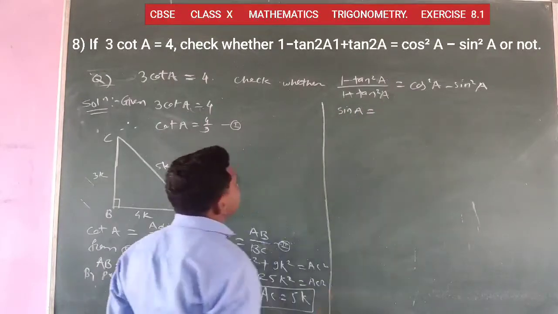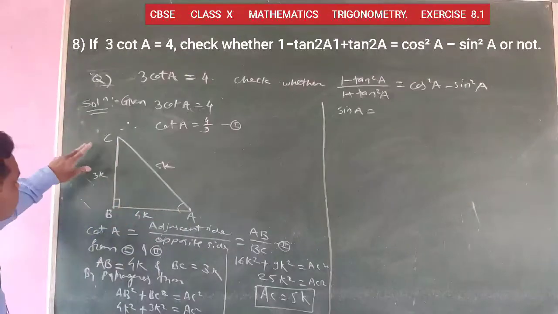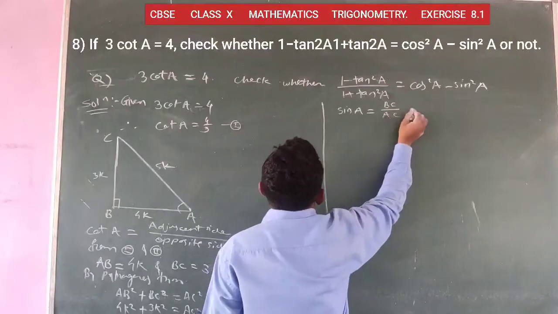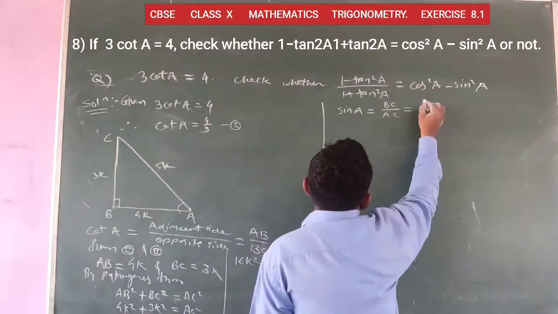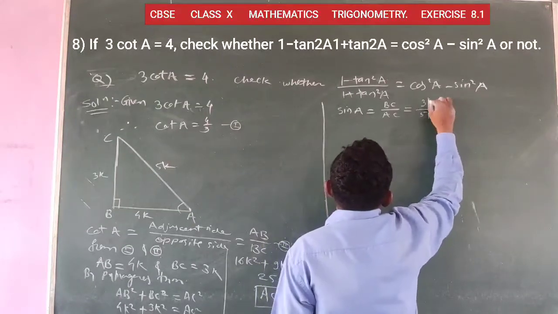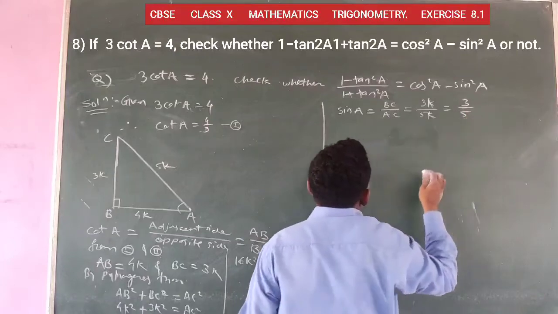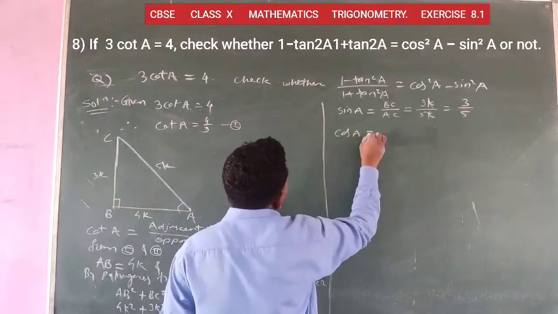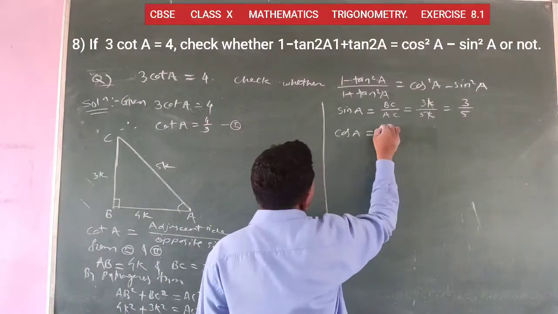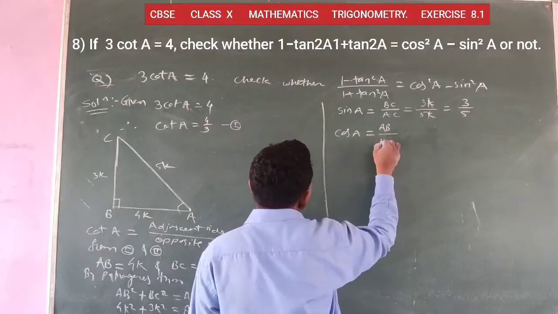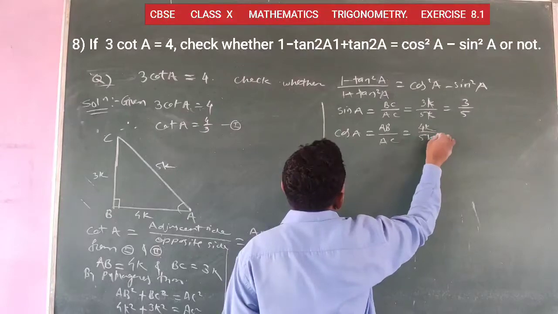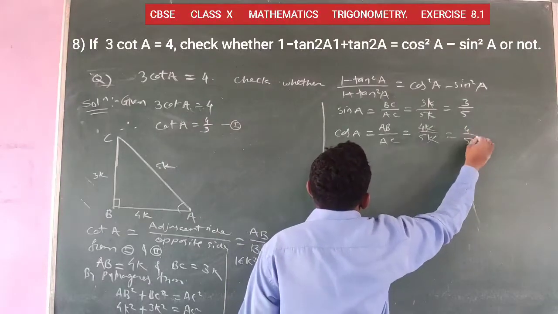So here sine of A, according to the position of the angle A, sine A is equal to opposite side, that means BC upon hypotenuse. So sine A is equal to 3k upon 5k, that is k gets cancelled, that is 3 upon 5. After that cos of A means adjacent side, AB upon hypotenuse AC. So here 4k upon 5k, again k gets cancelled, 4 by 5.